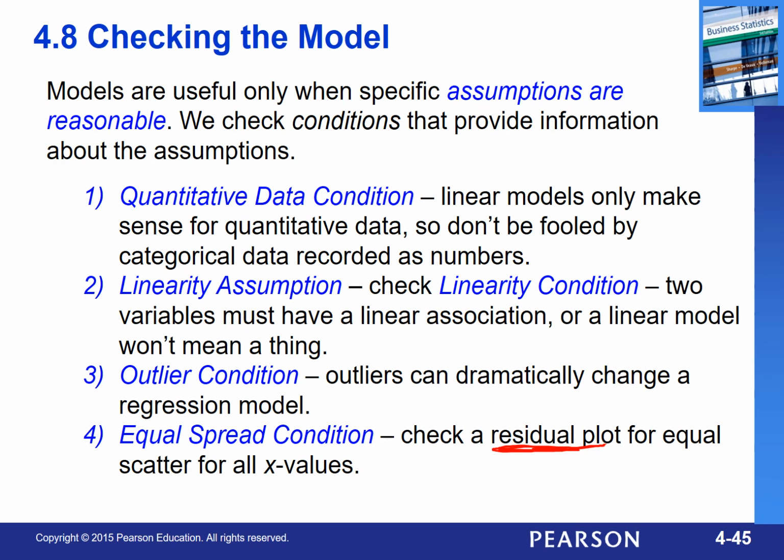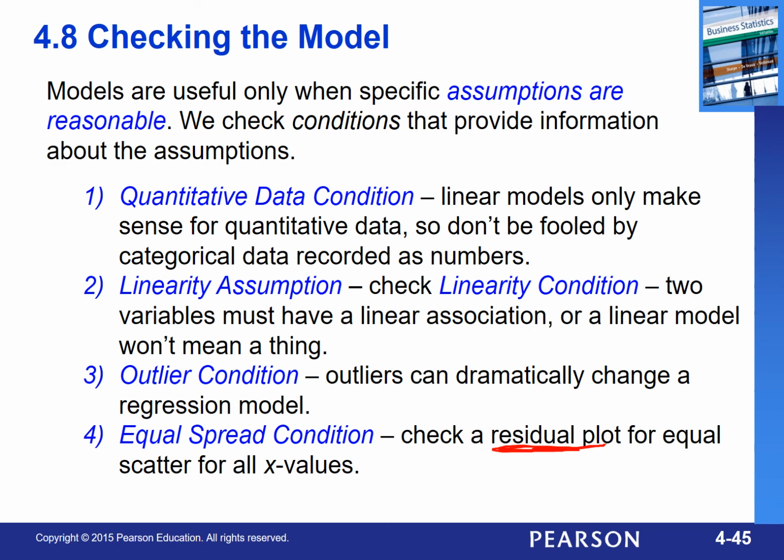So these are the 4 things you really should be checking when it comes to assumptions and reasonable content for your linear model. Is it quantitative data? Does it look linear? Are there no outliers? And does it have equal spread? AKA, does my model seem to do a good job everywhere, not just for certain values?